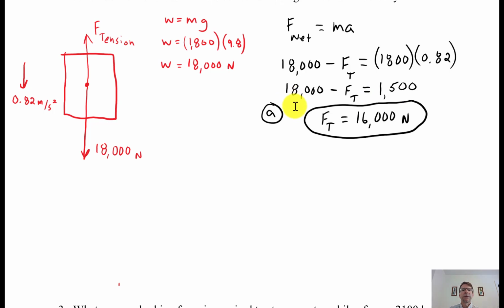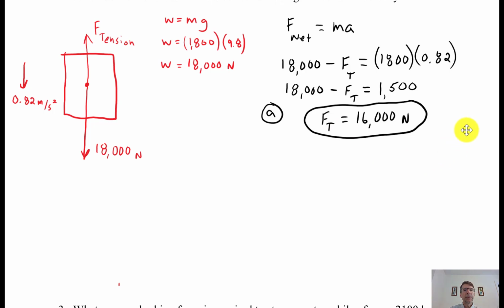If you want to go to 3 sig figs here, you can. You would have gotten like what, 16,500 newtons. I would take that. I wouldn't take any points off for sig figs there. But technically speaking, round this off to 2 sig figs, or one sig fig, to add it or subtract it from the 18,000 to get 16,000. That's the tension in this cord when it's accelerating downward at 0.82 meters per second squared.